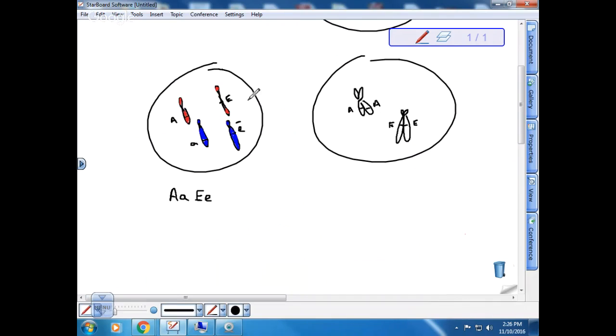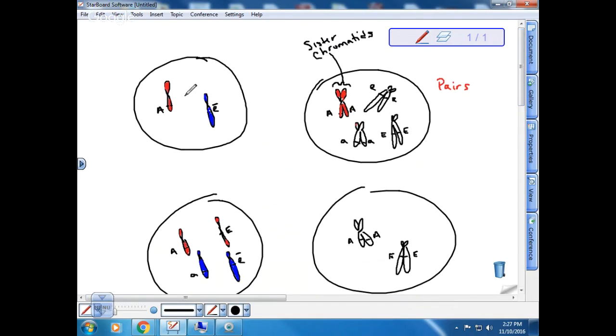Would this be a gamete or a body cell, a somatic cell? What do you think? It would not be a gamete. So gametes are haploid. Somatic cells are body cells. So this would be like a skin cell, a liver cell, a pancreas cell, a neuron, right? This would be a body cell, so a somatic cell. So the gametes are the ones that have only half of the genetic material, right?